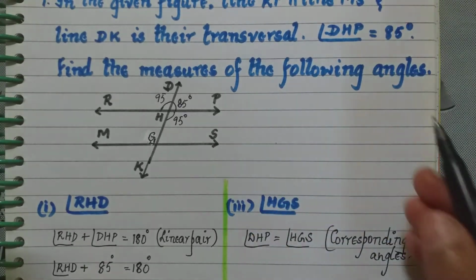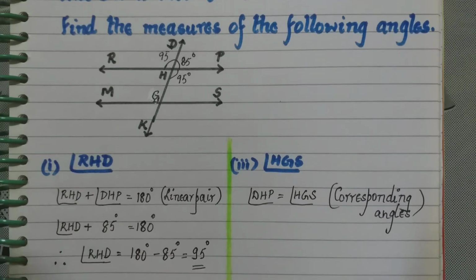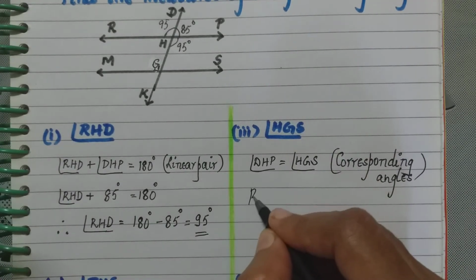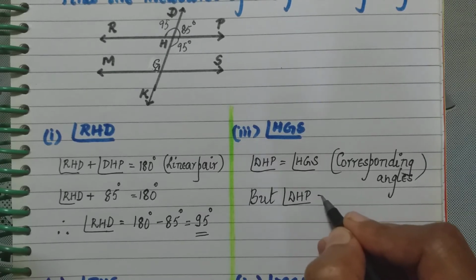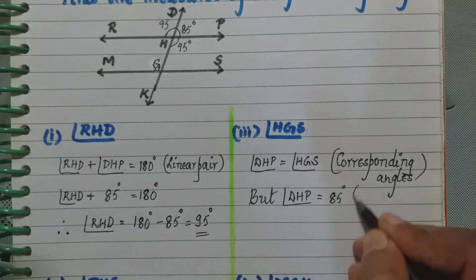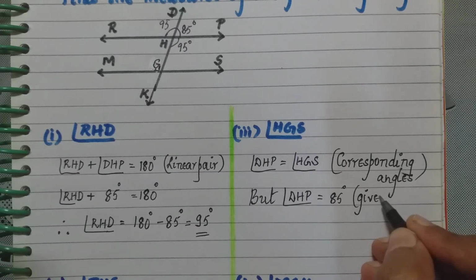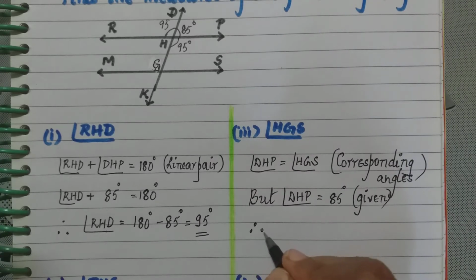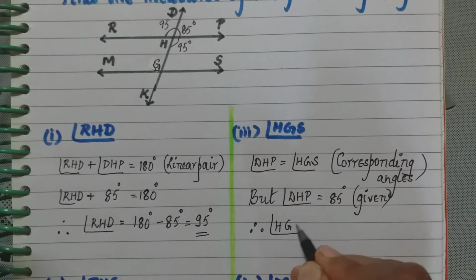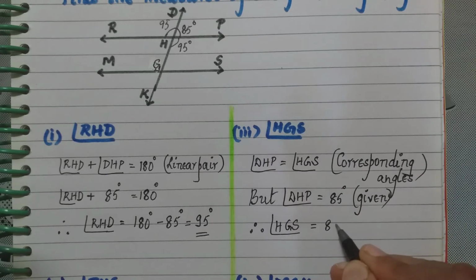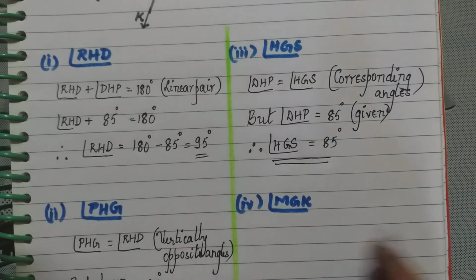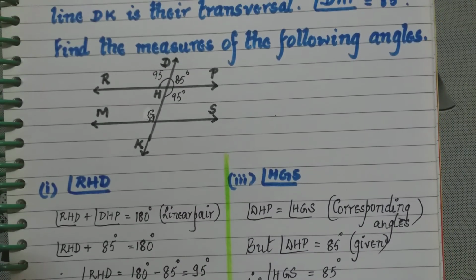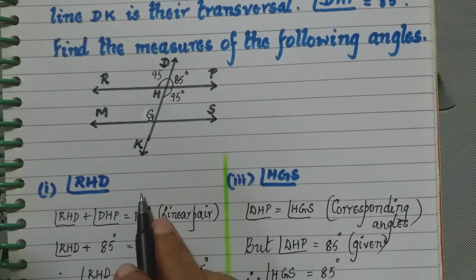Now angle DHP was already given to us as 85 degrees. So we write, but angle DHP is equal to 85 degrees. It was given to us. Therefore we can say that angle HGS is also equal to 85 degrees. So we have found angle HGS also. Now the last angle which we have to find is angle MGK. So we go back to the figure. We see here angle MGK.